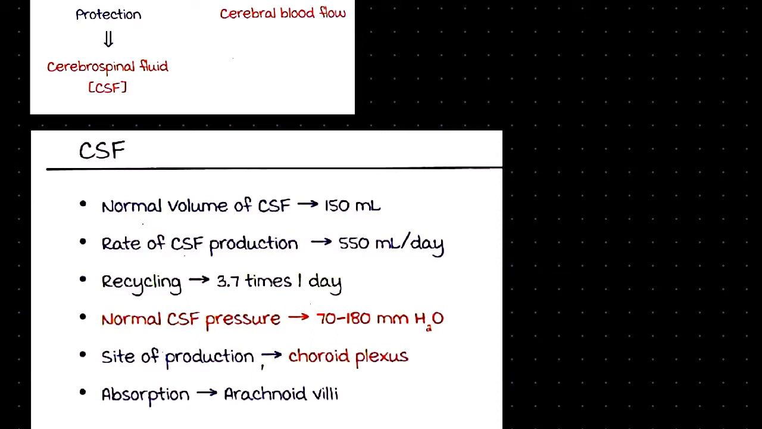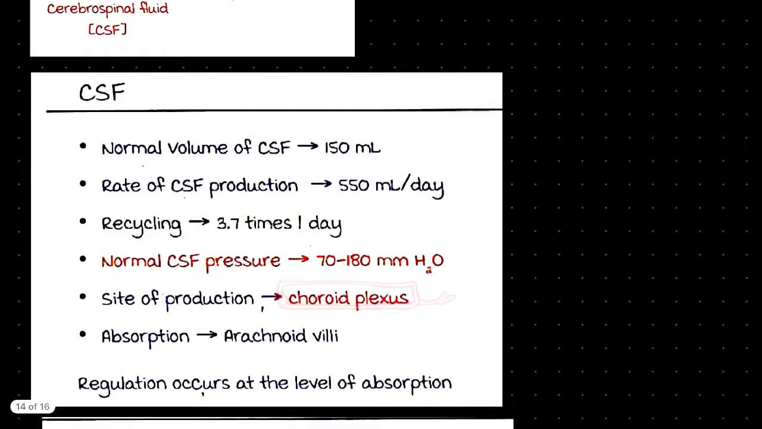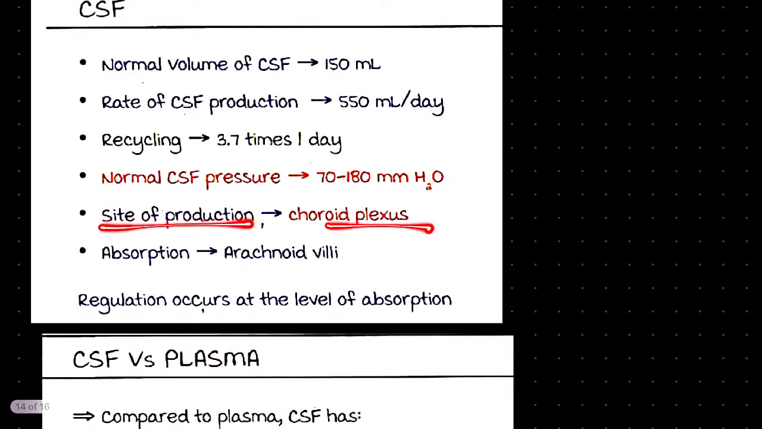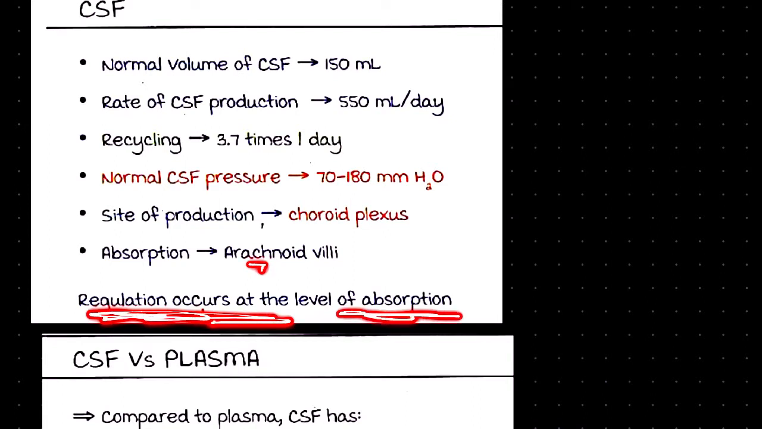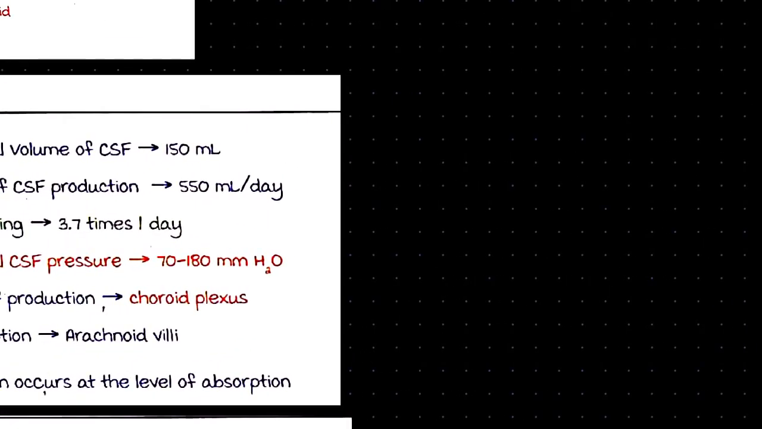Okay, now where is it produced? The site of production is the choroid plexus, and the details of the choroid plexus we will be studying in anatomy. Since there is a site of production, obviously it should be absorbed from somewhere also, and it is absorbed from the arachnoid villi. This site of absorption, the arachnoid villi, is also the site of regulation. That means regulation occurs at the site of absorption. Okay, we talked about the general properties of CSF.